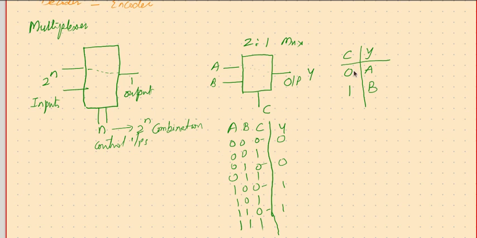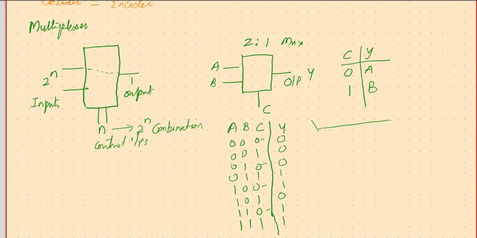Now, when C is equal to 1, the output is the same as B. So here C is 1, B is 0, output is 0. C is 1, so it should be the same as B, which is 1, output is 1. Again C is 1, B is 0, therefore it is 0. And C is 1, so the output should be the same as B, which is 1, so the output is 1. So that's what we have.